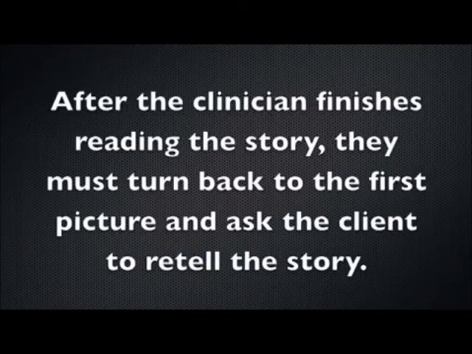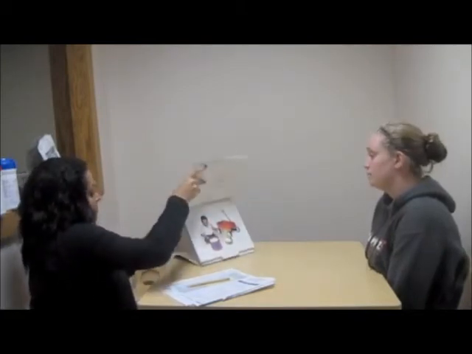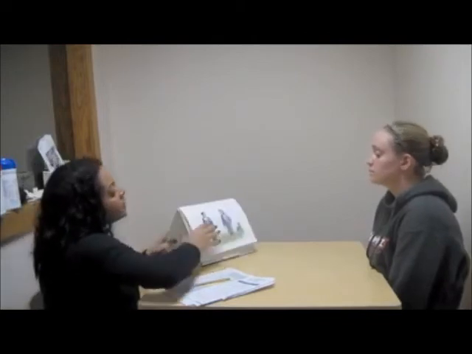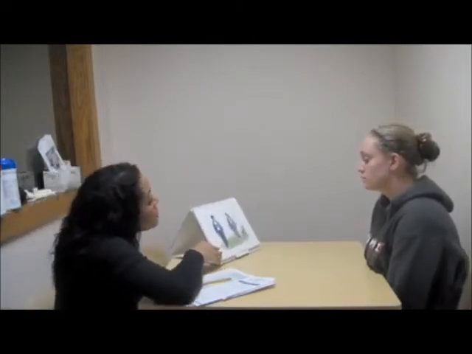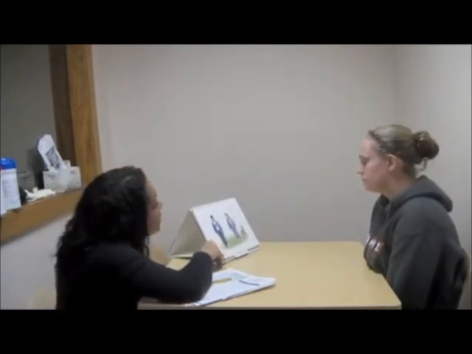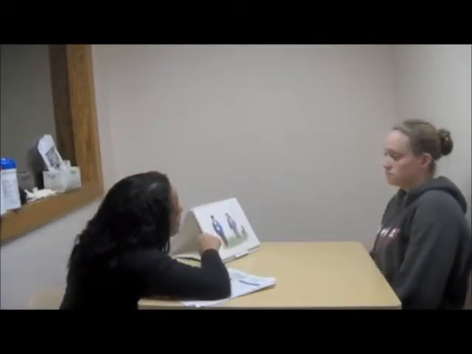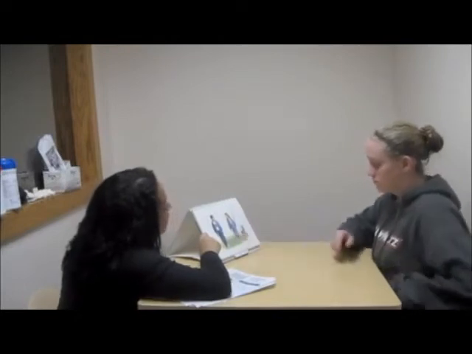Okay. After the clinician finishes reading the story, they must turn back to the first picture and ask the client to retell the story. So now I'm going to have you retell me the story. I'm going to show you the pictures like we did last time. Okay. So what do you remember? Do you remember their names? The boy and the girl? Jack and Rachel. Very good. And what were they doing? They're going on a fishing trip, and she lost her glasses. Can you point to me where she lost her glasses? On the grass. Very good. Do you remember anything else that happened? They brought their dog, and she was in a hurry and got her shirt caught.